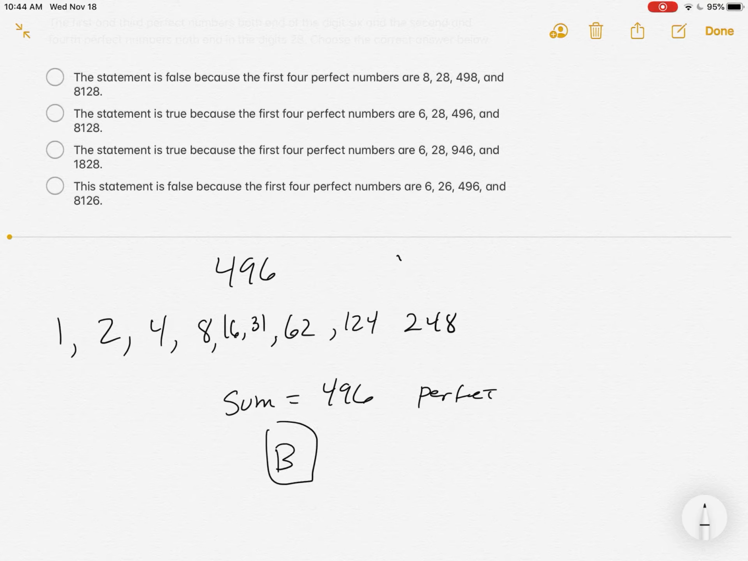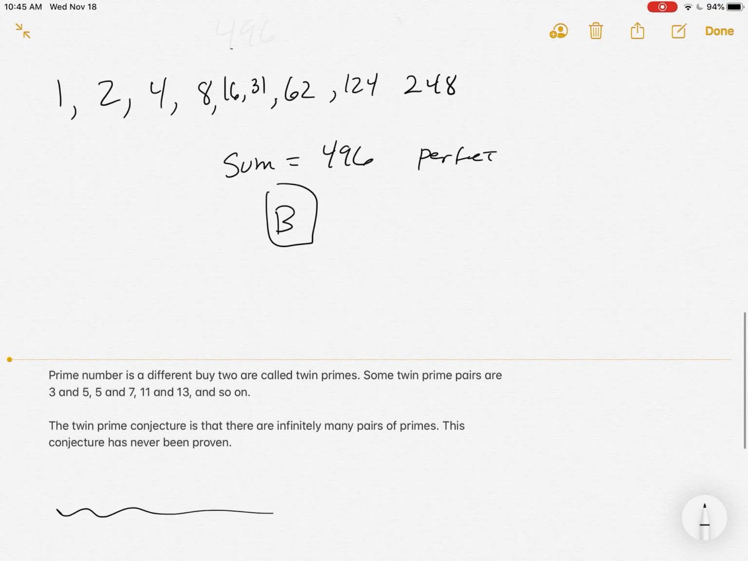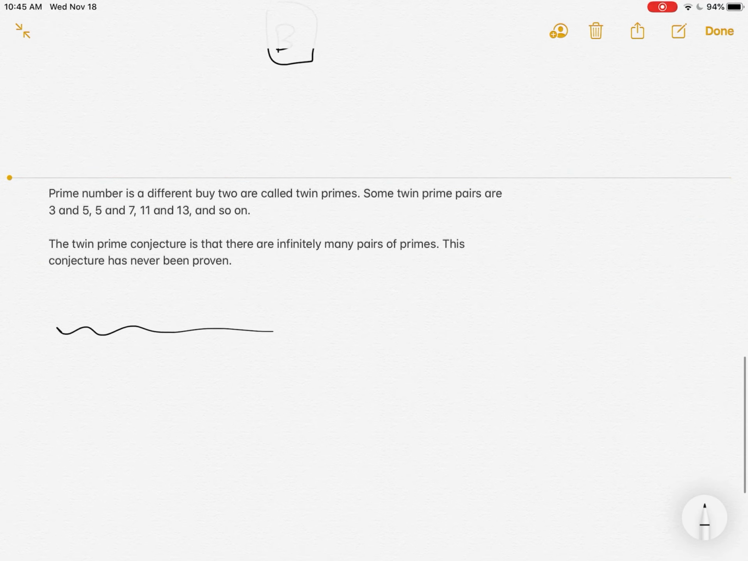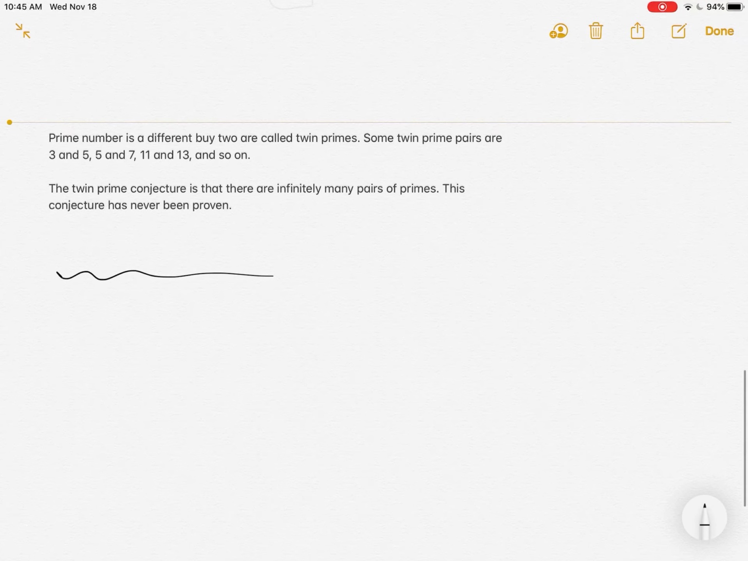And we are done. So it could take a little bit of time with these questions, but there's not too many that have big numbers like that. So the next section of problems deals with what they call twin primes.